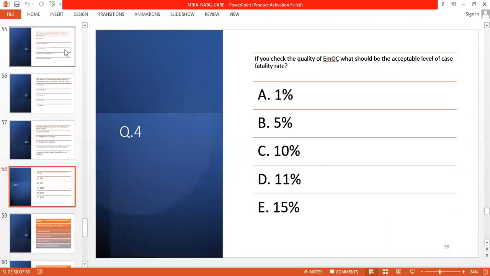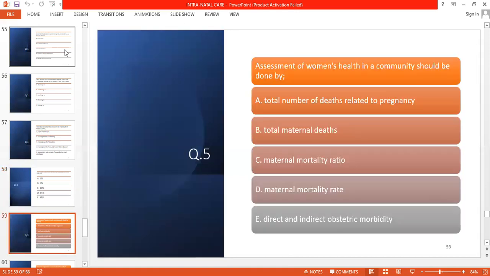If you check the quality of emergency obstetric care, what should be the acceptable level of case fatality rate? 1%, 5%, 10%, 11%, or 15%? A, 1% is the right answer.